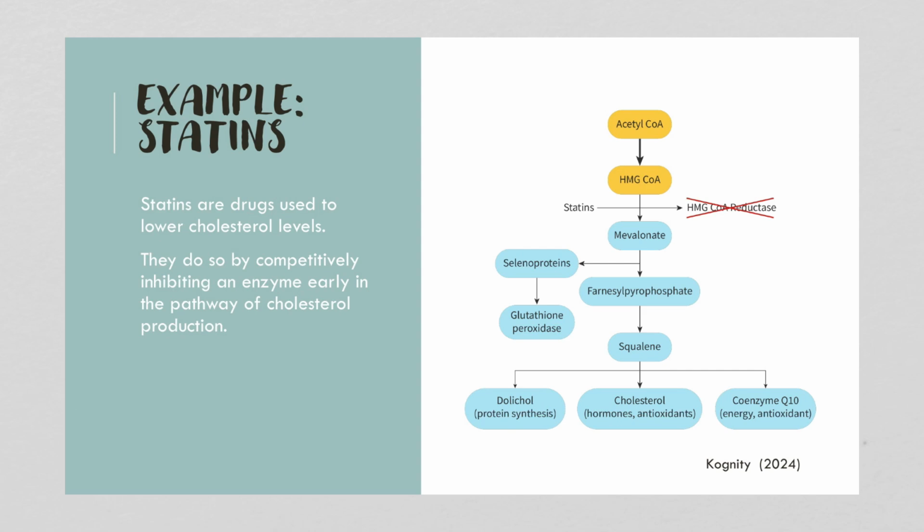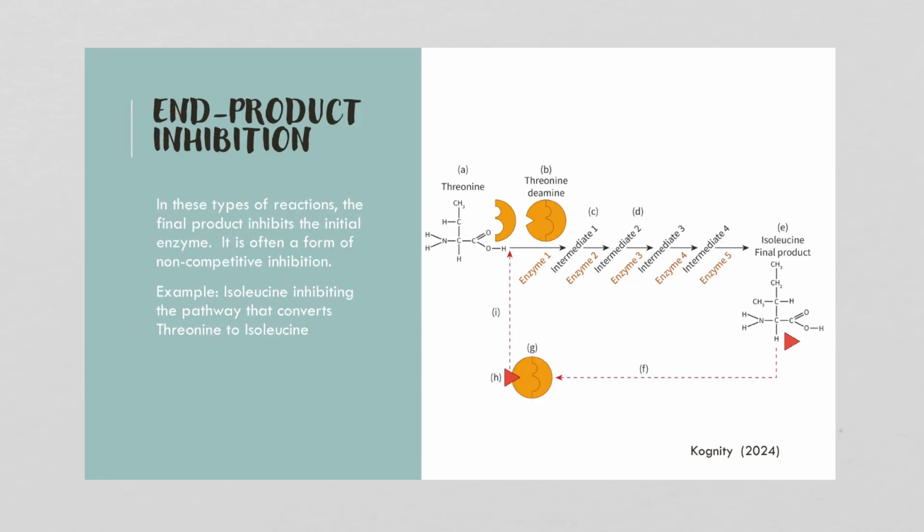Statins will prevent some of these other necessary molecules, or reduce the production of them anyhow. Product inhibition is when the final product inhibits the initial enzyme, and it's often a form of non-competitive inhibition. An example would be isoleucine, an amino acid, inhibiting the pathway that converts threonine, another amino acid, into isoleucine. Once you have enough of this amino acid, it will bind to the allosteric site and prevent the conversion of more threonine to isoleucine. You can see that there are many steps in the process, but it's always inhibiting the first step so that the pathway doesn't begin in the first place.